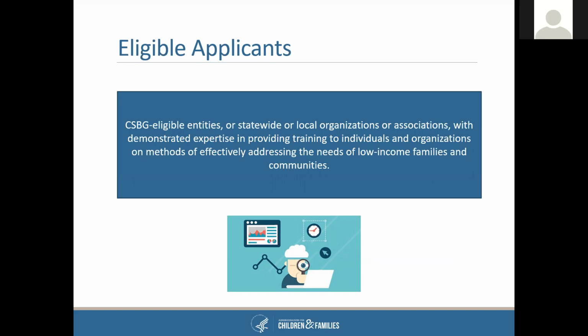And firstly, I'm just going to go over who is eligible to apply for the RCIP grants. As defined in the FOA, eligible applicants are CSBG eligible entities or statewide or local organizations or associations with demonstrated experience in providing training to individuals and organizations on methods of effectively addressing the needs of low-income families and communities.